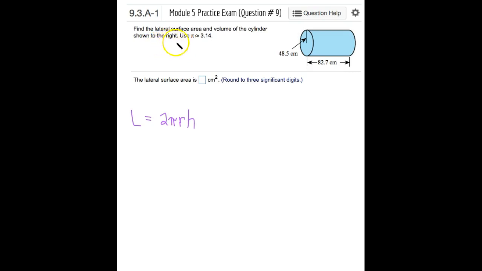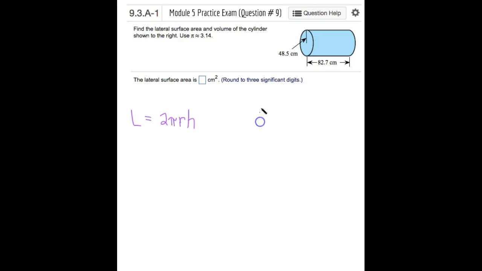It says find the lateral surface area and volume of the cylinder shown to the right, and you can use 3.14 to approximate pi. So first, we'll calculate the lateral surface area, which is just the area around the cylinder, not including the circular ends of the cylinder. This is the formula for lateral surface area.